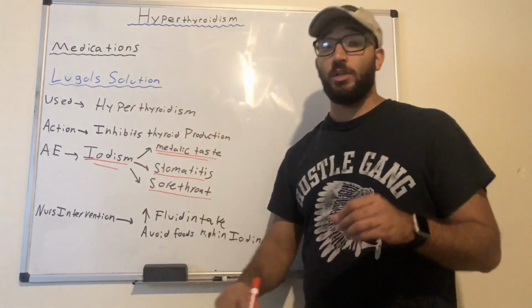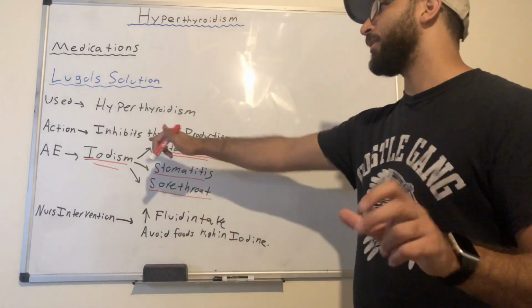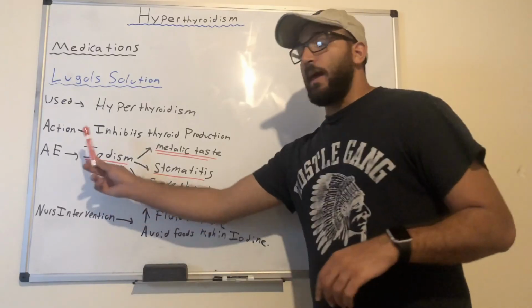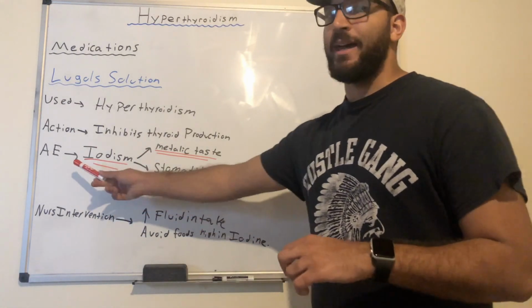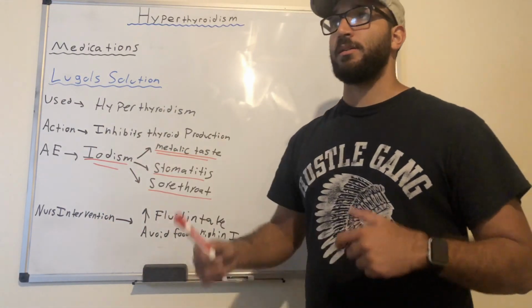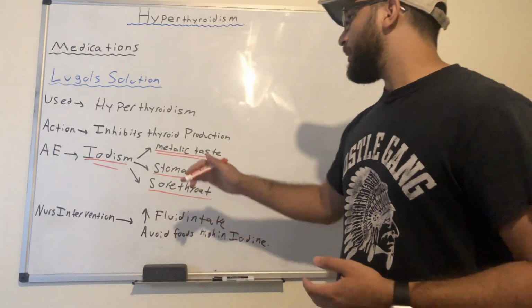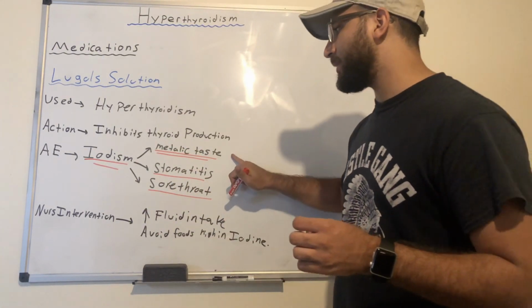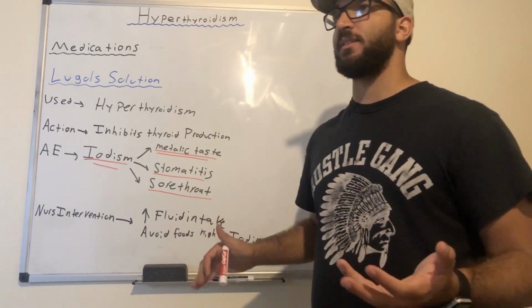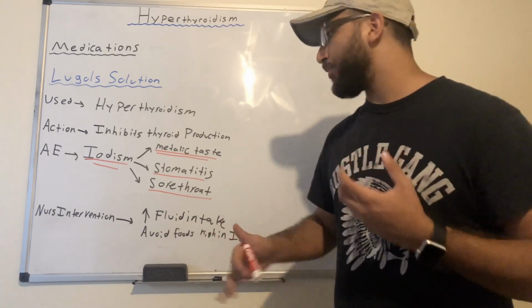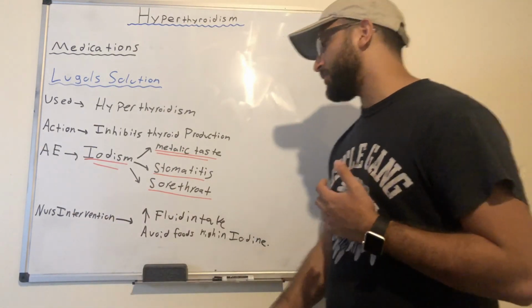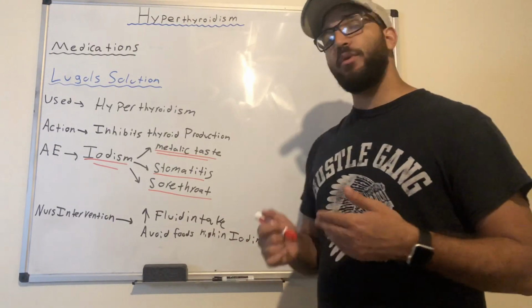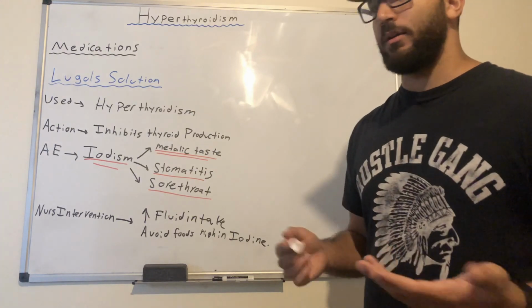This medication is used for hyperthyroidism. Its mechanism of action is to inhibit thyroid production. An adverse effect of this medication is iodism. Iodism is iodine poisoning. What a patient may experience is metallic taste, stomatitis. Stomatitis is a sore throat, sore mouth. Some nursing interventions is to increase their fluid intake and to avoid foods that contain iodine.